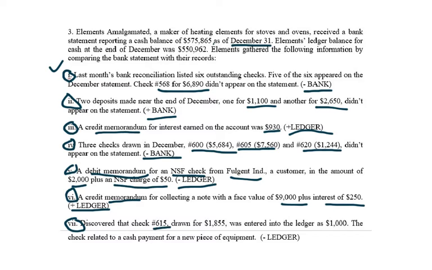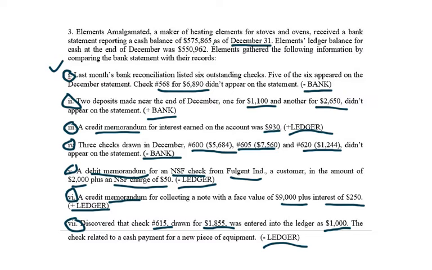We discovered that this check 615 was drawn for $1,855, but for some strange reason, it ended up in the ledger as a nice round $1,000. Okay, and this relates to a payment for a new piece of equipment. So what you're looking at here is how to get rid of the error. Subtract 855 from the ledger balance.